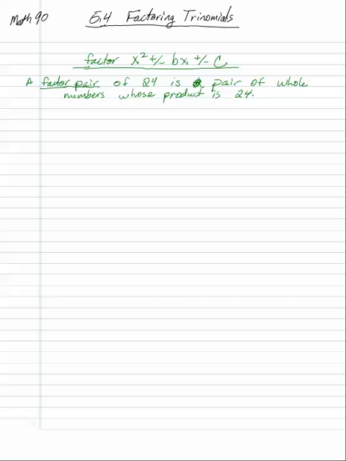First, some of my own terminology. A factor pair, again this is my terminology, a factor pair of 24 is a pair of whole numbers whose product is 24. So if I ask you to find all the factor pairs of 24, what two numbers multiply to 24?